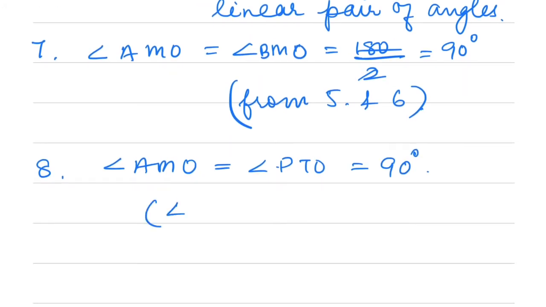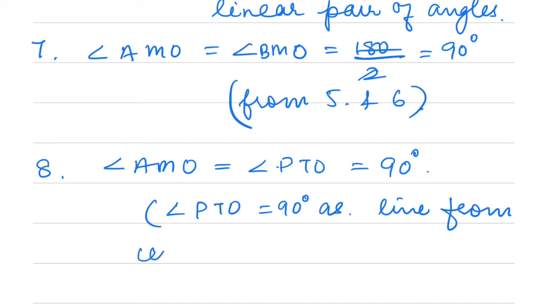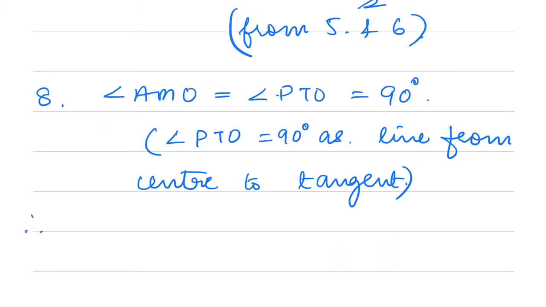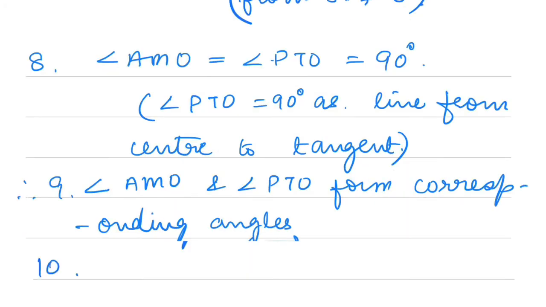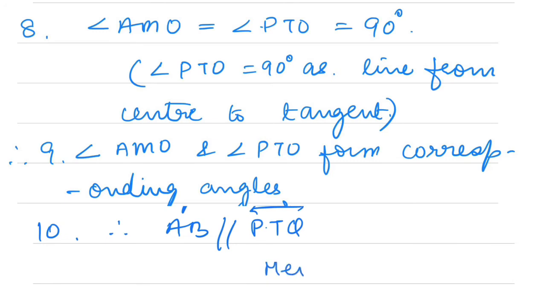Why PTO? So angle PTO is equal to 90 degrees as it is a line from the center to the tangent. Therefore, angle AMO and angle PTO form corresponding angles. Therefore, I can say that AB is parallel to line PTQ. Hence proved.